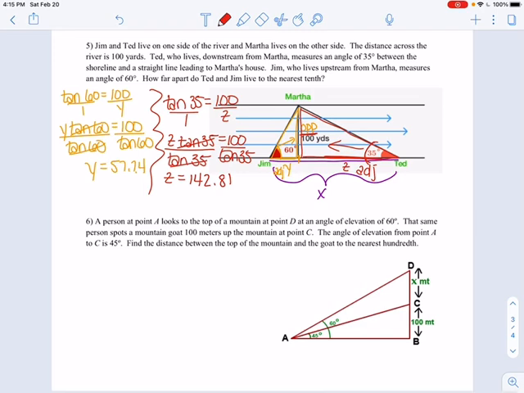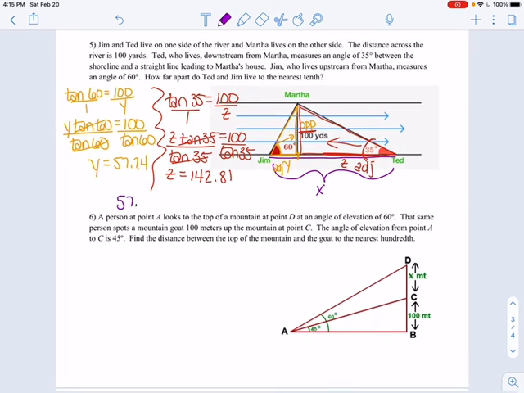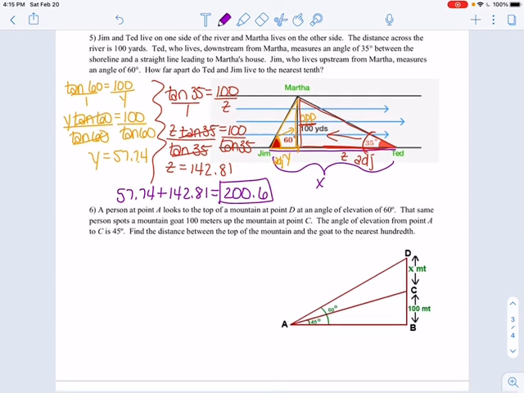To find the entire length between Jim and Ted's house, we need to add the orange distance and the red distance together. So if I add 57.74 plus 142.81 to the nearest tenth, that will give me 200.6.